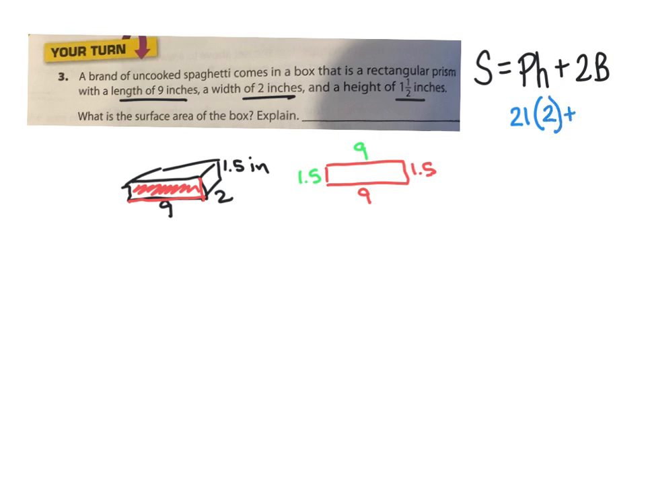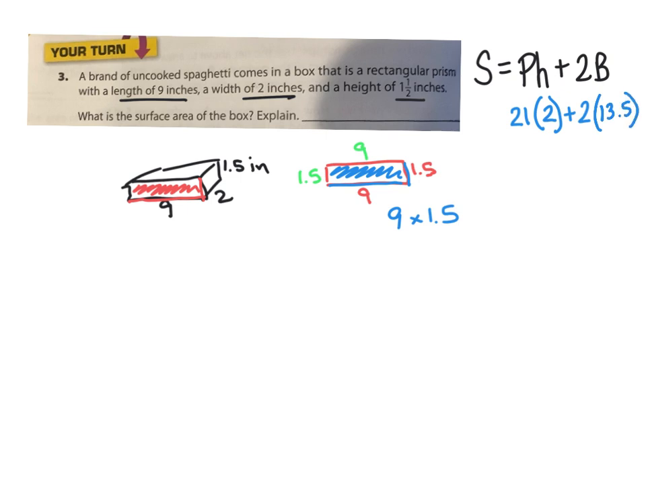And now we need 2 times, because we have 2 bases, the front and the back over there, 2 times the area of our base. And our base, again, was 9 by 1.5. So area is done by the length times the width. So we're doing 1.5 times 9, and that is 13.5.